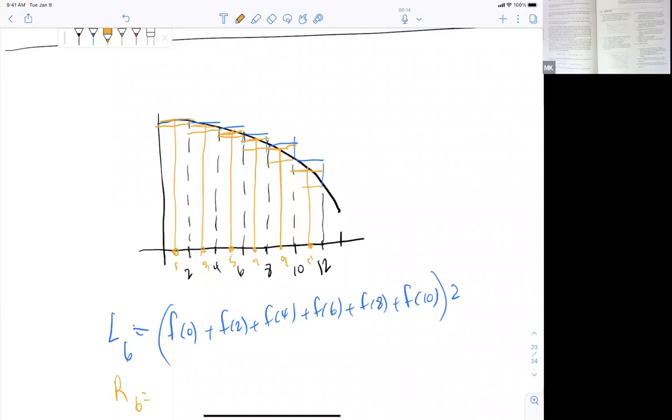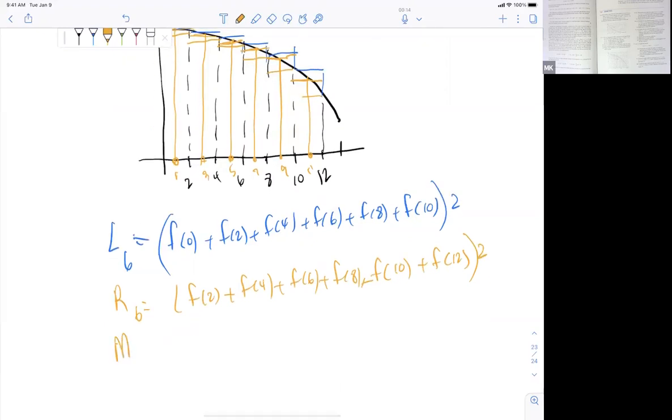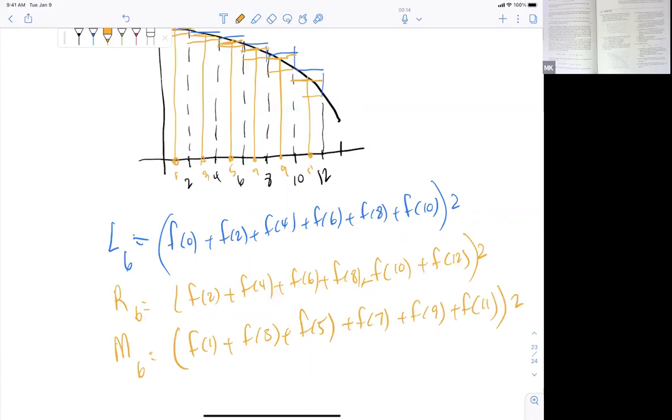If I do R6, then it's going to be f of 2, f of 4, f of 6, f of 8, f of 10, f of 12 times 2. You have to eyeball these values. And if I do midpoint 6, it would be f of 1, f of 3, f of 5, f of 7, f of 9, and f of 11. Again, eyeball what those numbers are, times 2, again, the width of the interval. So that's how you do problem number 2.